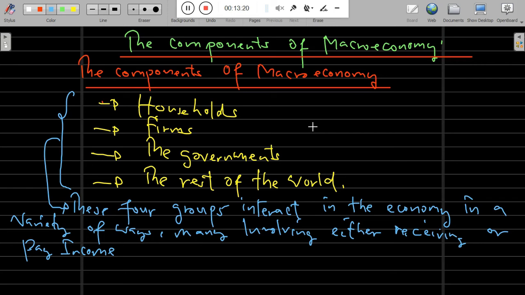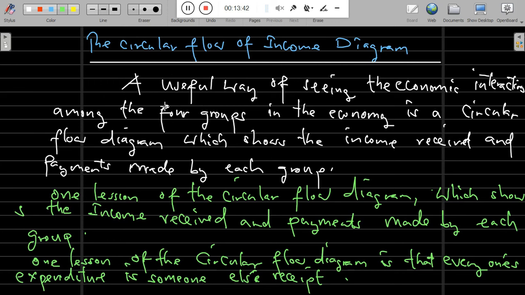The circular flow of national income diagram is a useful way of seeing the economic interaction among the groups: the households, the firms, and the government. The circular flow diagram shows the income received and the payments made by each group. One lesson of the circular flow diagram is that everyone's expenditure is someone else's receipt. So the interaction between households, firms, and government shows the payments and receipts of income.